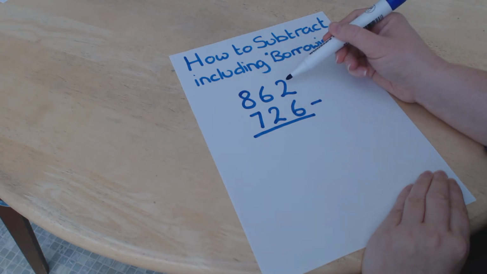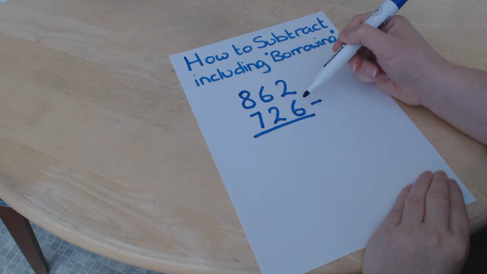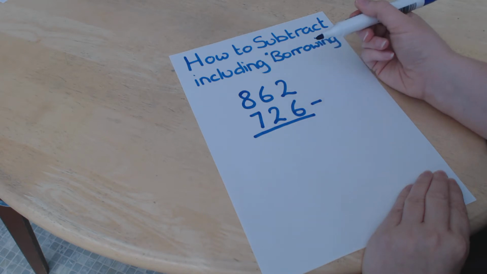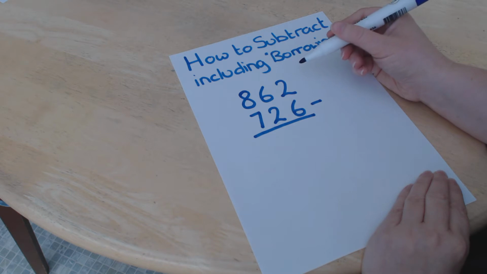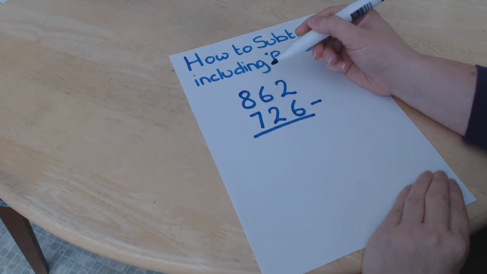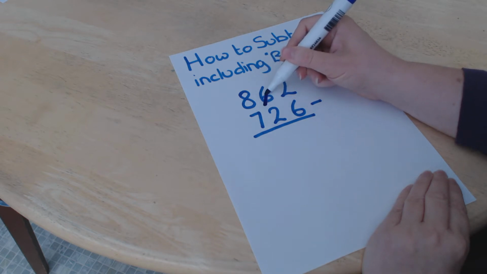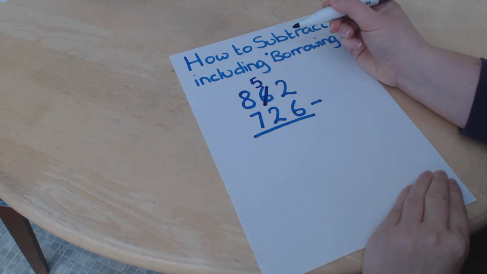So in this case, we need to do 2 minus 6. Well, we can't do 2 minus 6, and that's where this idea of borrowing comes in. So what we need to do is go to the neighbour, our tens column here, and we need to borrow 10 from that column. So if I borrow 10 from this column, there'll only be 5 tens left. So I've crossed that out and written 5 over the top.